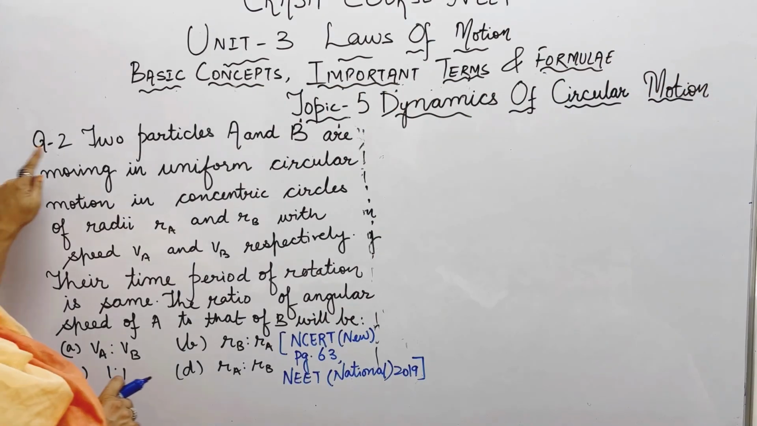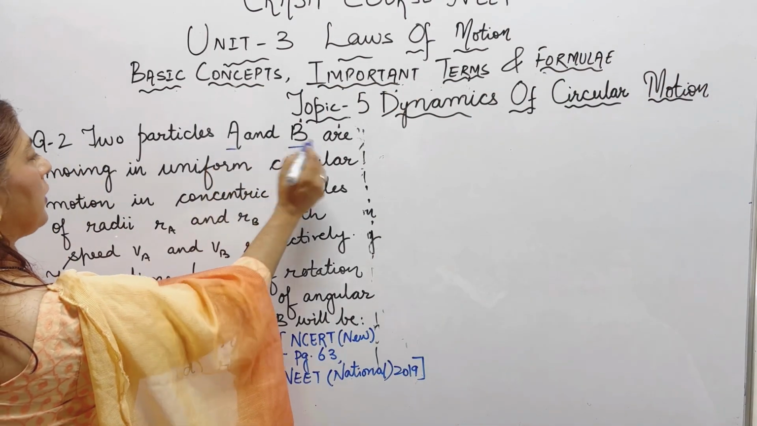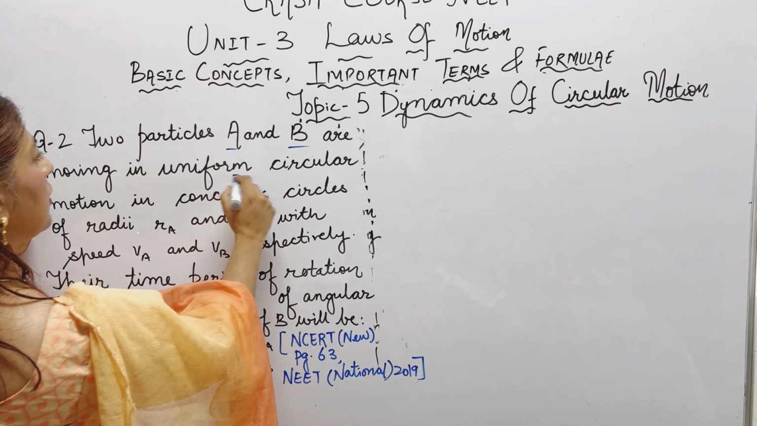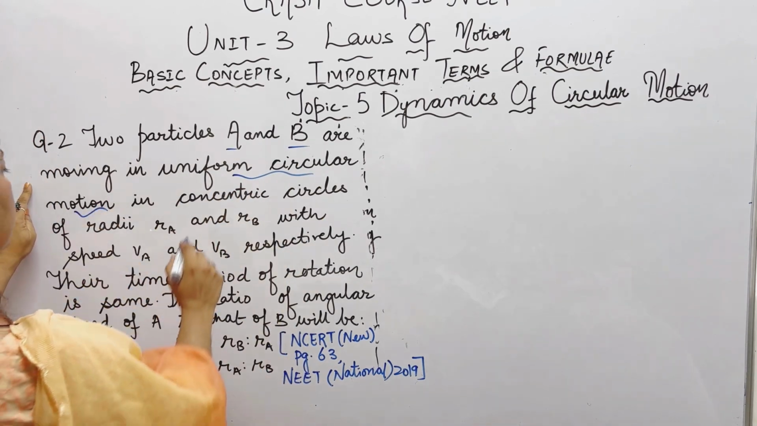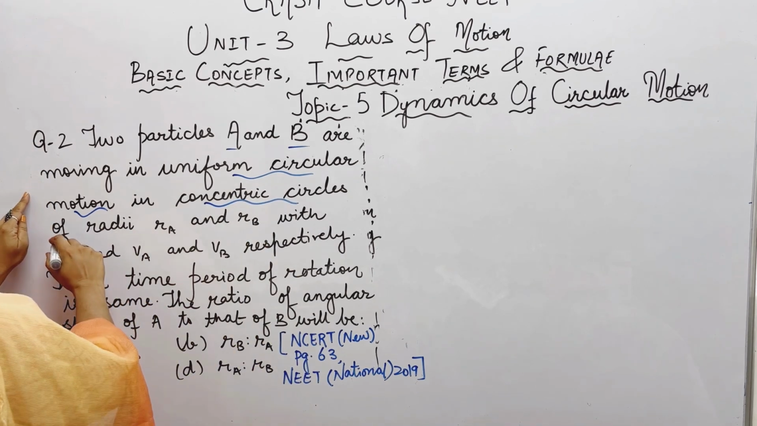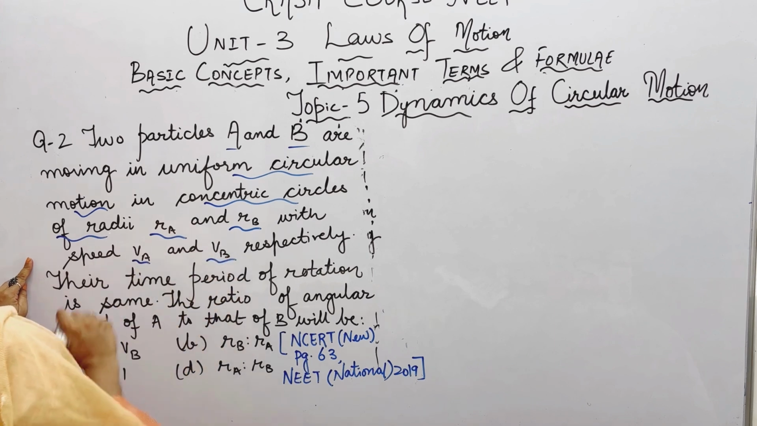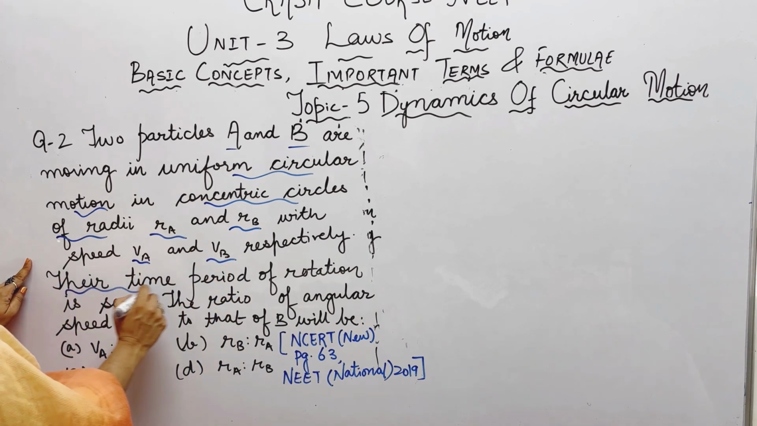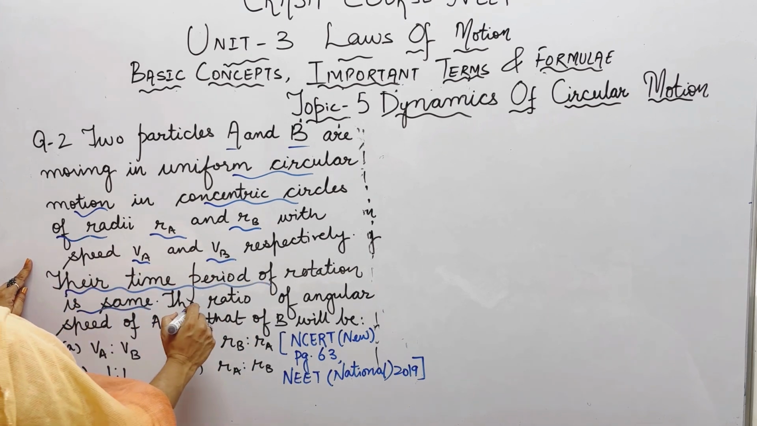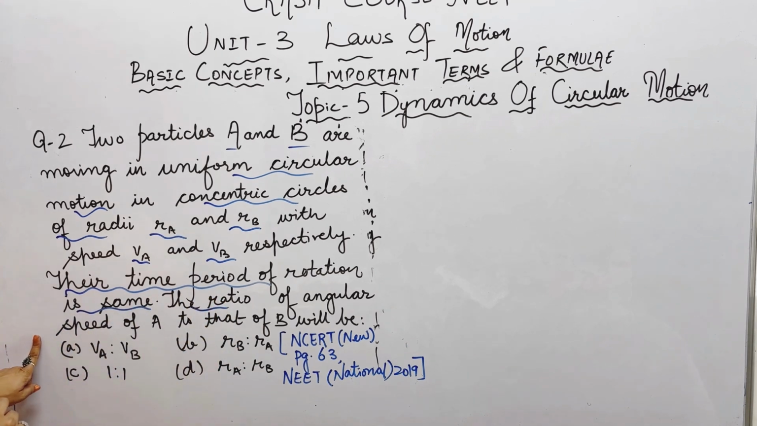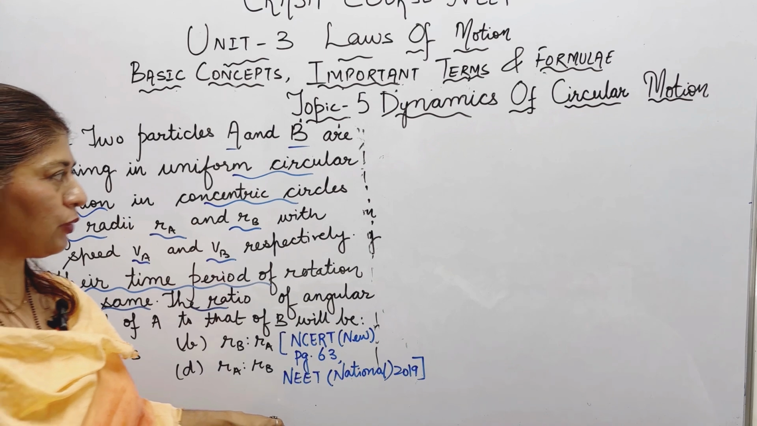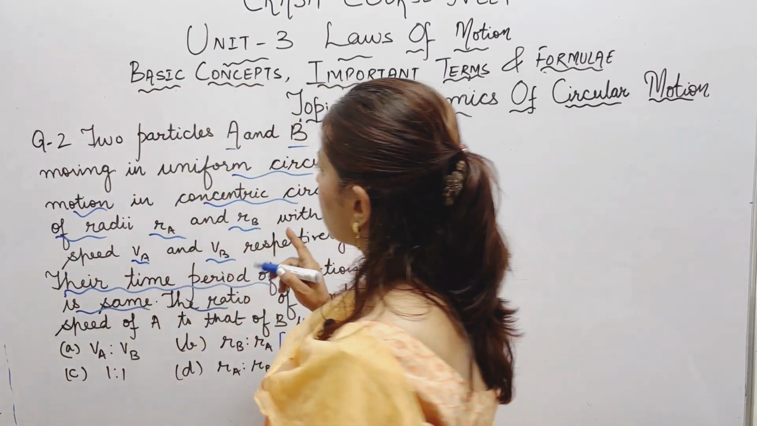This is question number 2. Two particles A and B are moving in uniform circular motion in concentric circles of radii RA and RB with speeds VA and VB respectively. Their time period of rotation is the same. The ratio of angular speed of A to that of B will be, and the options are there. This is on page number 63 of the new NCERT, and this question came in NEET National 2019. So let us see the solution of this question.